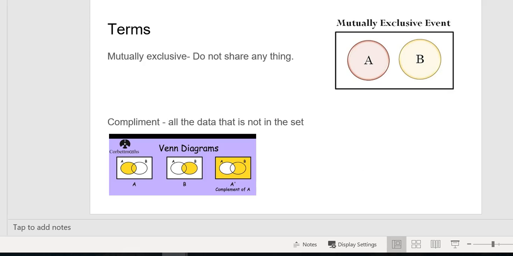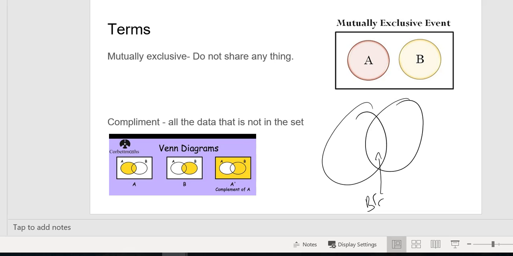Alright, so here's some terms. The term mutually exclusive means they do not share anything. So if one happens, the other cannot, and we draw the circles separately in the Venn diagram. Complement is everything not in it. Everything in A, and complement means everything outside of A.